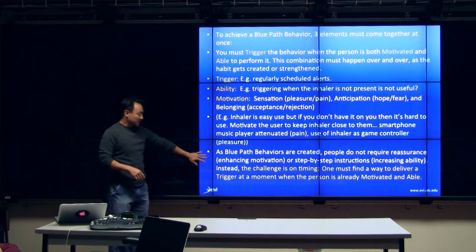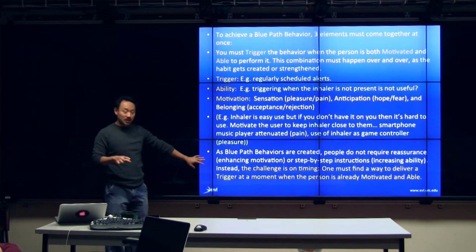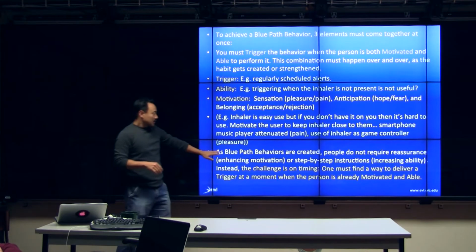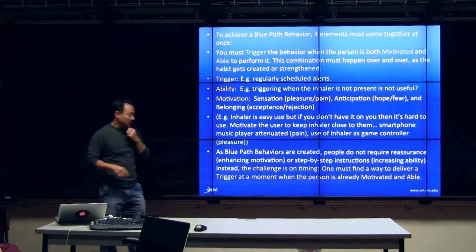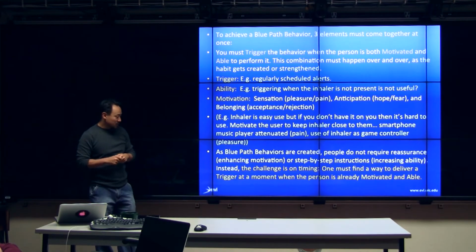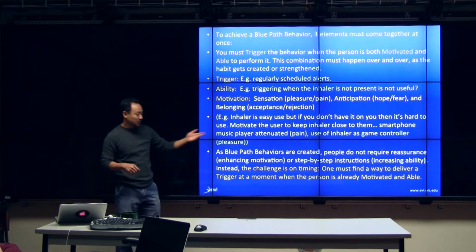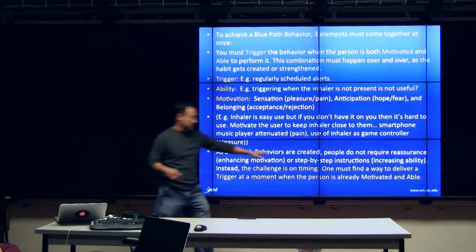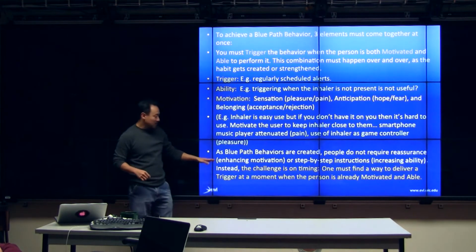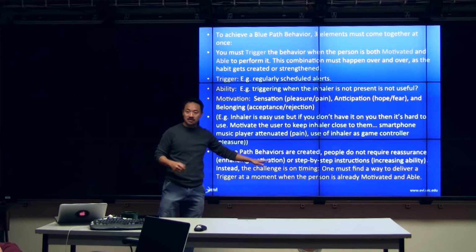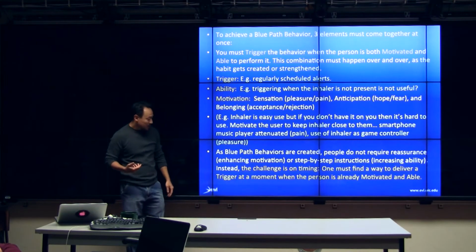So this part I'm not entirely convinced of. This is what Fogg wrote on his website: as blue path behaviors are created, people do not require reassurance. Right? They basically don't need enhancing motivation or step-by-step instruction. This might be true for the kids in this case, but I'm not entirely sure it is, because I think the kids are always going to constantly need this motivation.